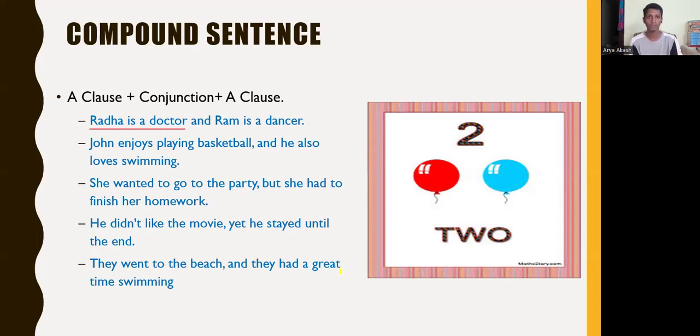Little gyan on punctuation. Okay. All these underlines are the first clause. The second clause is just kept empty. So after the first clause, we have a conjunction: in the first sentence, and; second sentence, again and. In the third sentence, but is used as a conjunction. In the fourth sentence, yet is used as a conjunction. And then the fifth sentence, and. So there are many conjunctions.